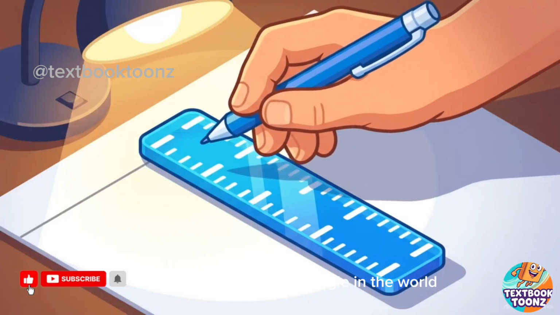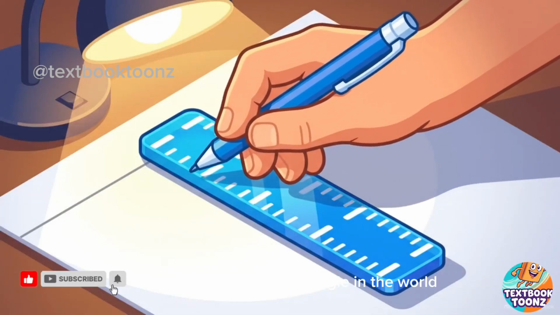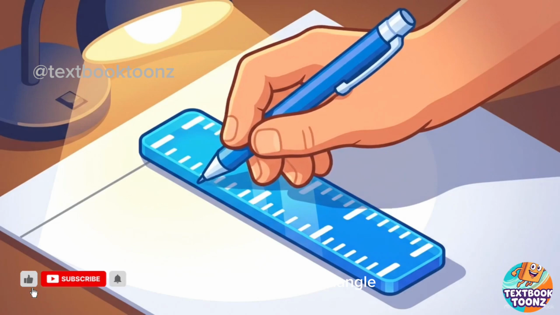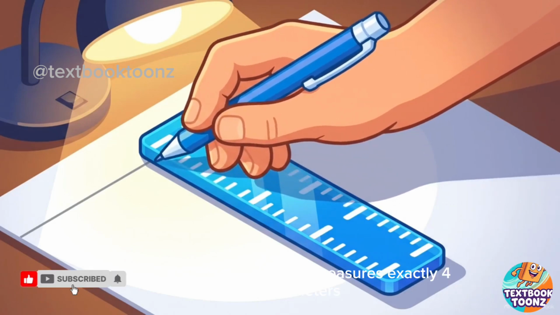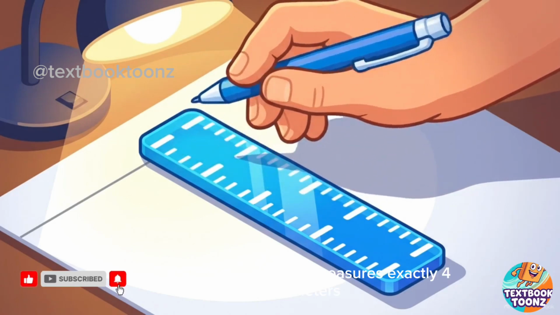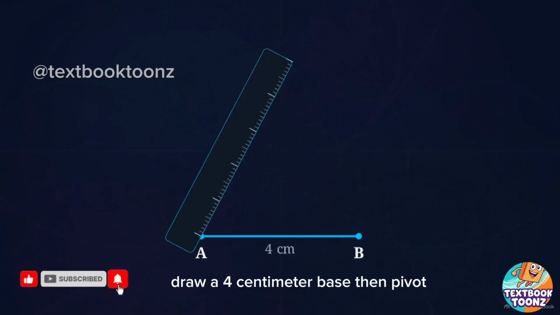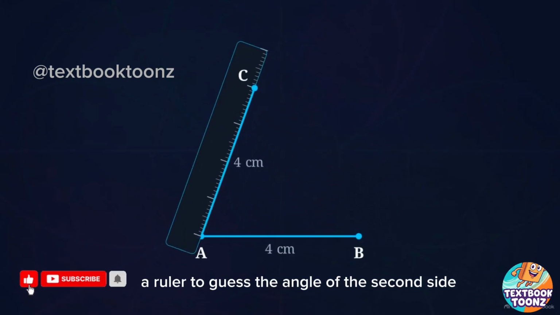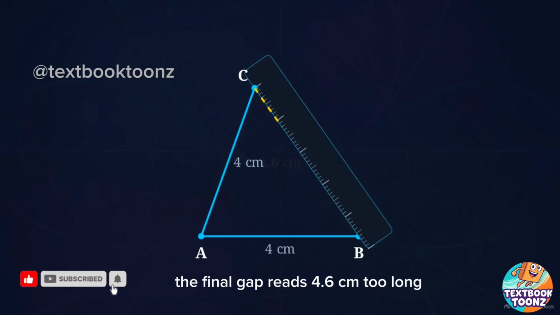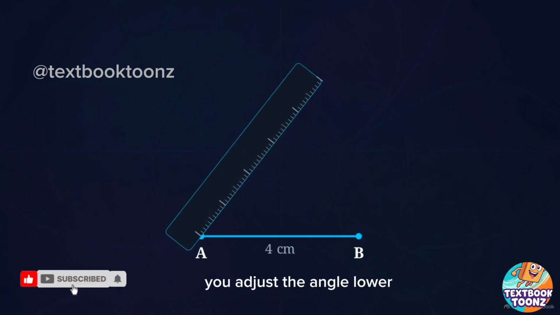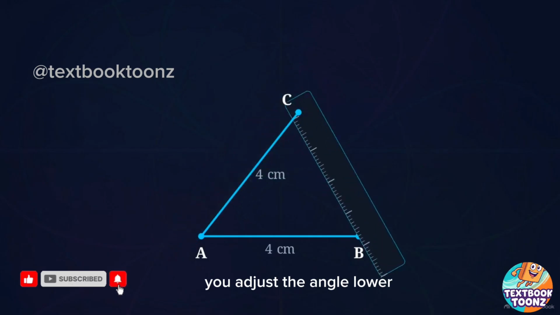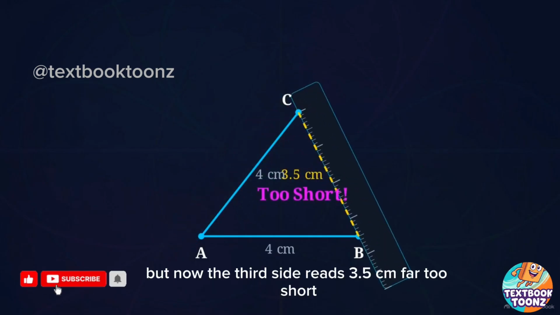Let's try to build the most balanced triangle in the world, an equilateral triangle, where every single side measures exactly 4 centimeters. Draw a 4-centimeter base, then pivot a ruler to guess the angle of the second side. The final gap reads 4.6 centimeters. Too long. You adjust the angle lower, but now the third side reads 3.5 centimeters, far too short.